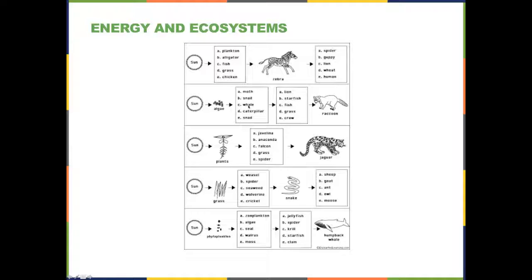Now, is it likely that a whale is going to be eaten by anything in this box? Probably not. So let's go back and say that the most likely answer here is one of these two snails, either one. So then you have to decide which one of these is most likely to eat a snail and also to be eaten by a raccoon. And I would say that if you look at these, the most likely is a fish. Obviously, crow, grass, and a lion don't go into the water and eat fish. So you're stuck with starfish or fish.